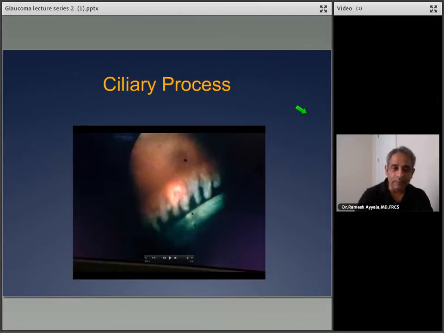Here is an example of how the ciliary process looks. This is in a 60-year-old, and as you can see, it is short and blunt, not looking like the ones that we have. I do have pictures of babies with the ciliary processes. I should include those in the next lecture. But as you can see, this particular patient is undergoing endocyclophotocoagulation, and during the process is when this picture was taken, but it gives you an idea as to how the ciliary process looks.